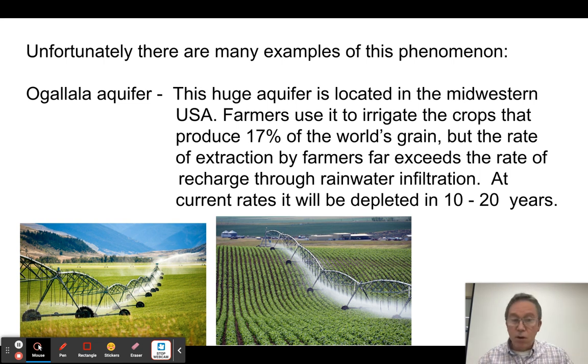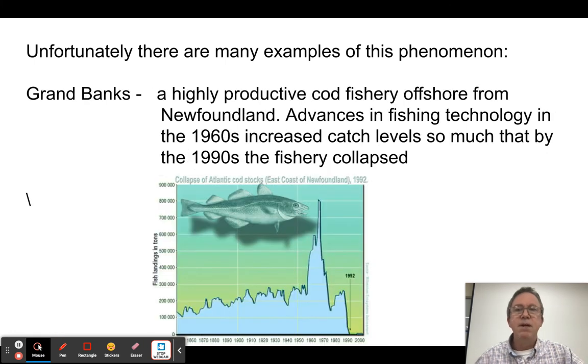An aquifer. The Ogallala aquifer of the Midwest of the United States does not recharge that fast. It provides lots of water. It allowed America to become a rich country because they could sell all this grain to all over the world. But at the rate at which it's being overused, it will run out within a couple decades, and then these farms are just going to collapse. The same thing's happening in China and many other places. So aquifers are a shared resource that often get overexploited.